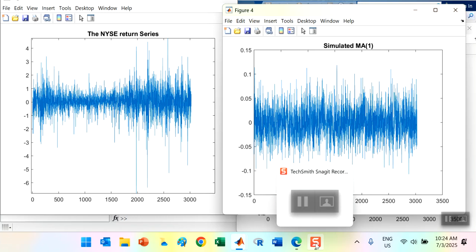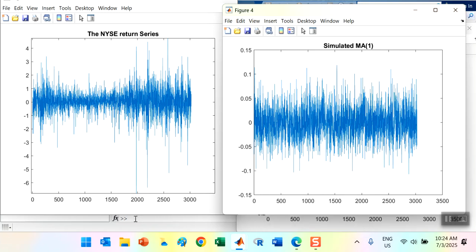Okay, guys. So we end the session here. Then in the next session we will simulate the AR1, AR2, and also ARMA 11 or 22 afterwards.